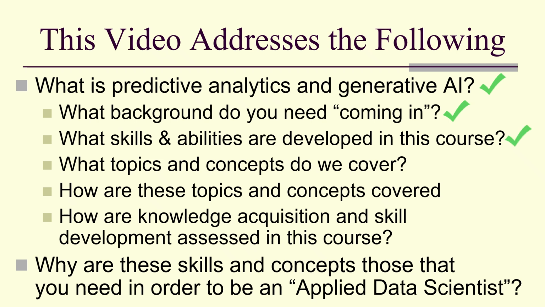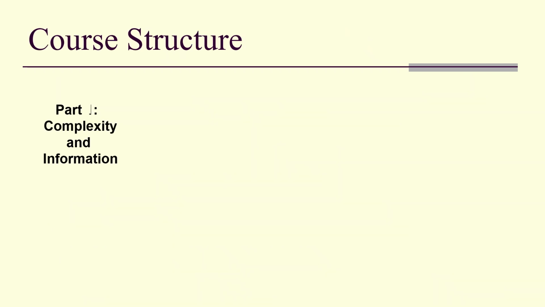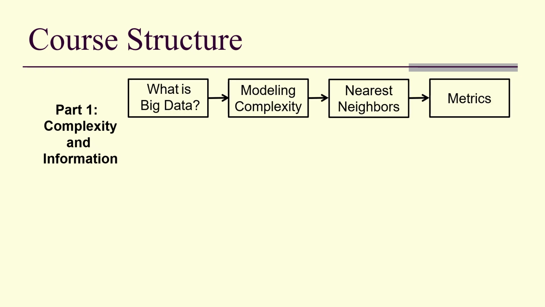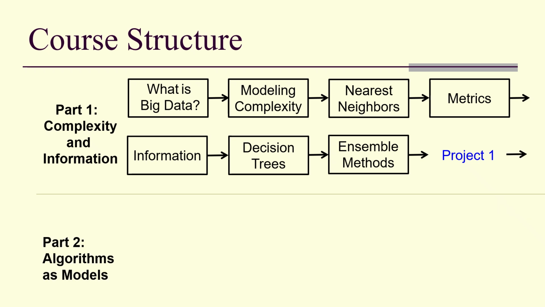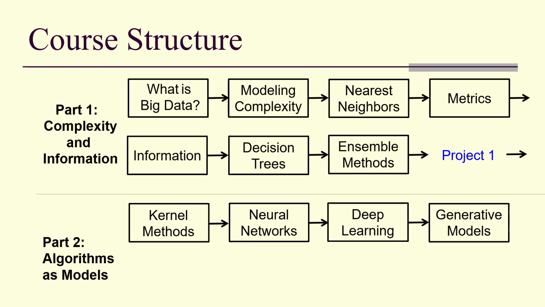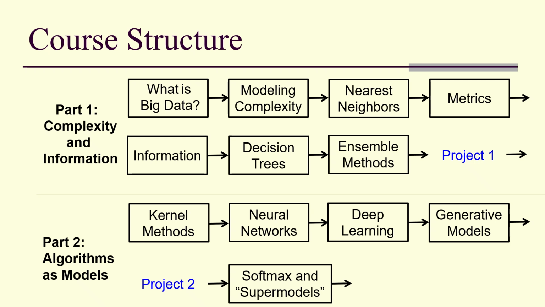So there are the skills and abilities developed in the course. We're ready to talk about what we actually cover in the course. So the course structure, we're going to start with complexity and information. What is big data, modeling complexity, nearest neighbors, metrics, information, decision trees, ensemble methods. And then we'll have project 1. Part 2 will be algorithms as models, kernel methods, neural networks, deep learning, generative models, and then project 2. And there'll be one additional module after that called softmax and supermodels. And then our final exam.